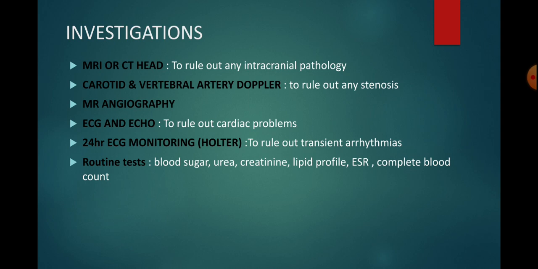Another investigation to be done is carotid and vertebral artery Doppler, which will rule out any stenosis. MR angiography is done to know the exact site of block. ECG and echo are done to rule out any heart disease like MI and infective endocarditis. Holter test is for ruling out transient arrhythmia, along with other routine tests.